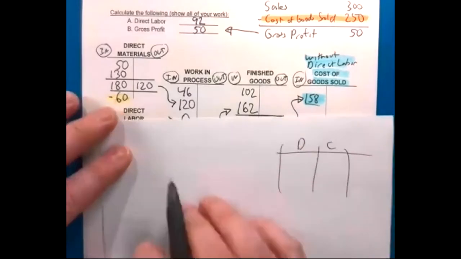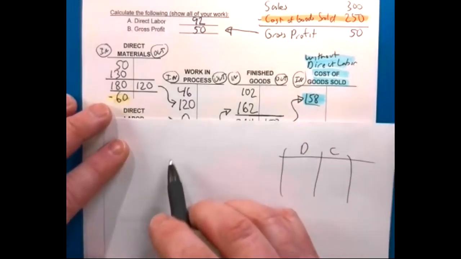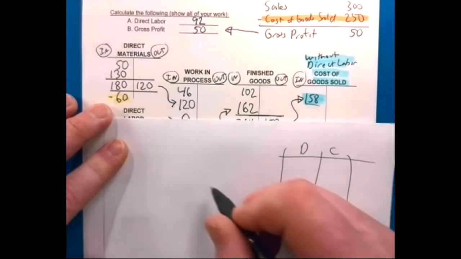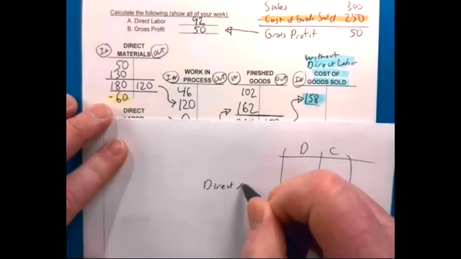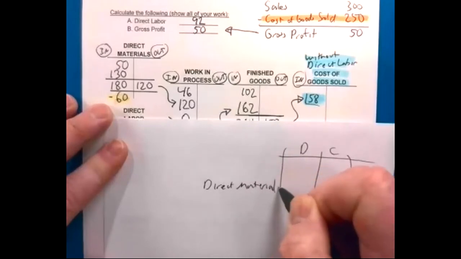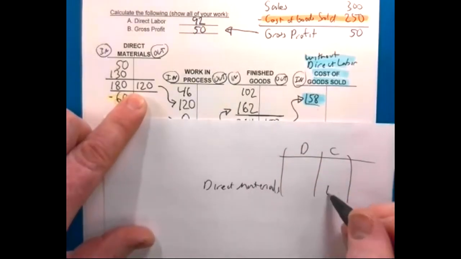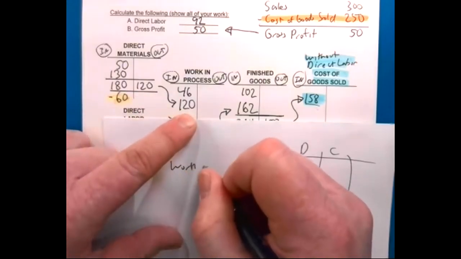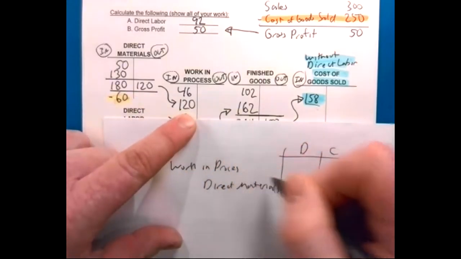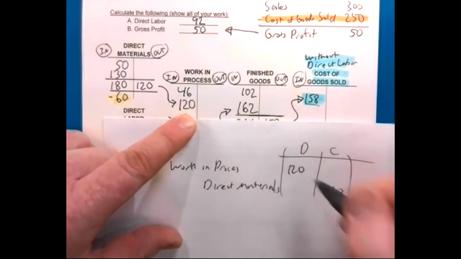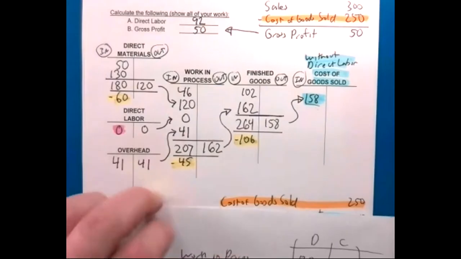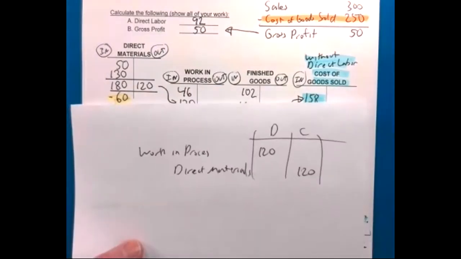I know you guys don't, but if you're an accounting major, wherever there's an arrow is a journal entry. So this would be direct materials. It's on the debit side. And this is work in process. It's on the credit side. For each of these, wherever there's an arrow, it's a journal entry.